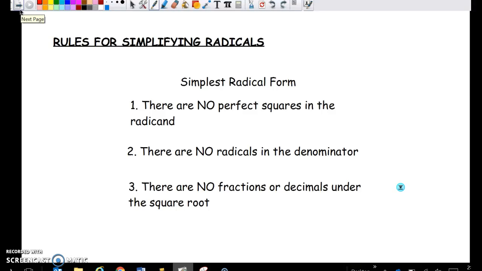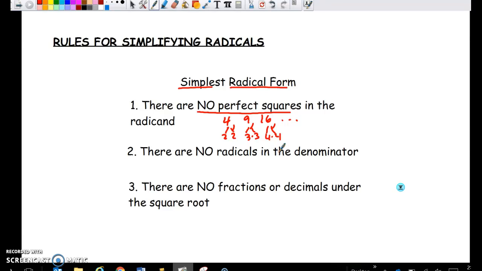The rules for simplifying radicals are that we need to put things in simplest radical form, which means that there are no perfect squares like 4, 9, or 16 in the radicand. Because if there are, I could break those down and pull those outside of the square root. Right? So don't leave any perfect squares inside there.